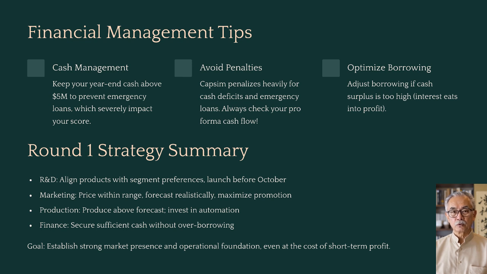Overall goal in round 1: establish strong market presence and operational foundation, even at the cost of short-term profit. Round 1 is the setup round. You may not make a profit yet, and that's okay. Based on this strategy, your balanced scorecard in round 1 may show a score of 43.4/82. That's a strong foundation to build on for rounds 2 to 8.